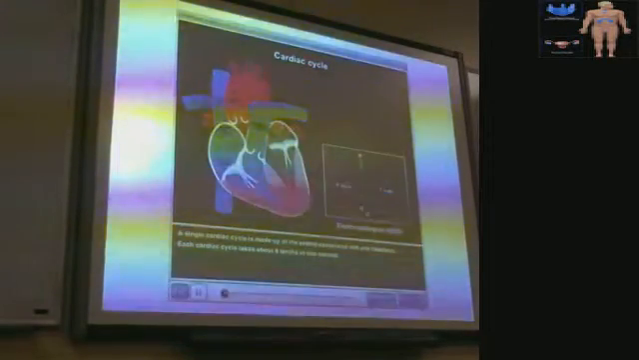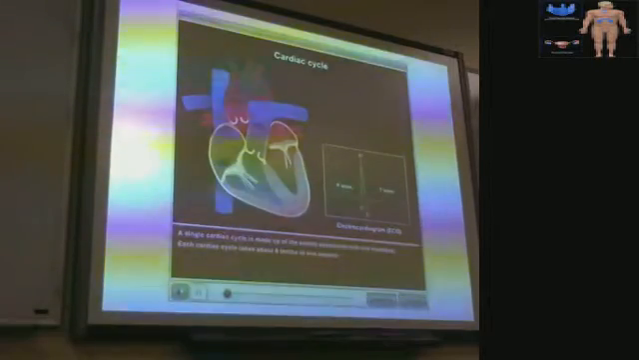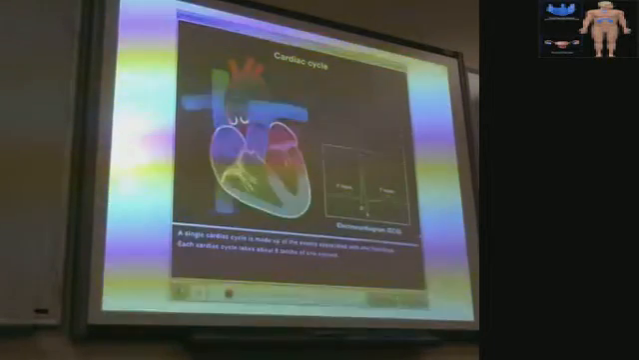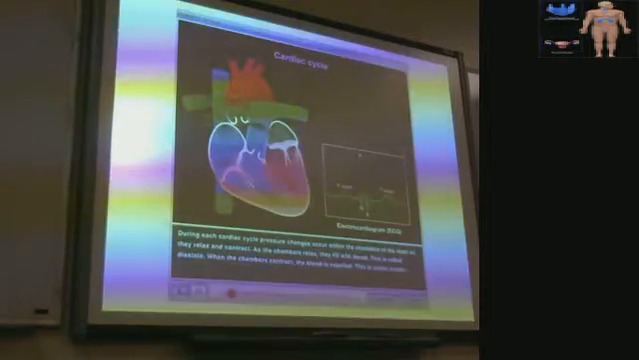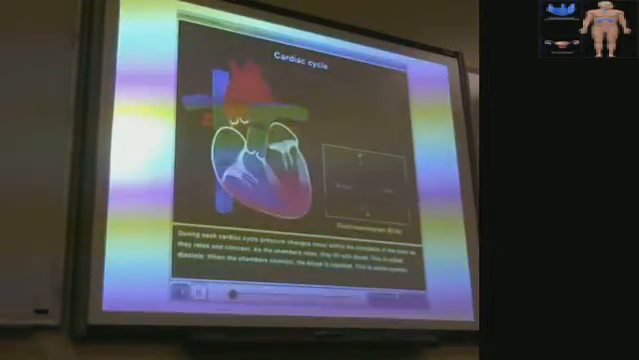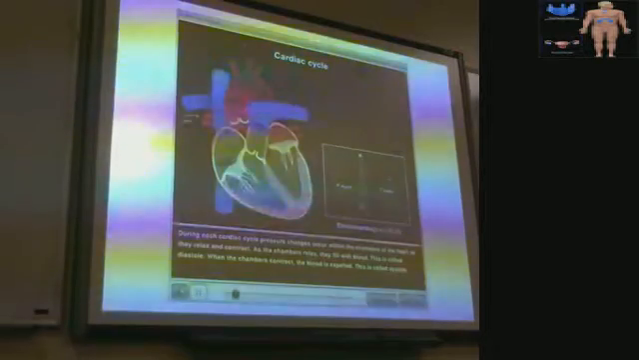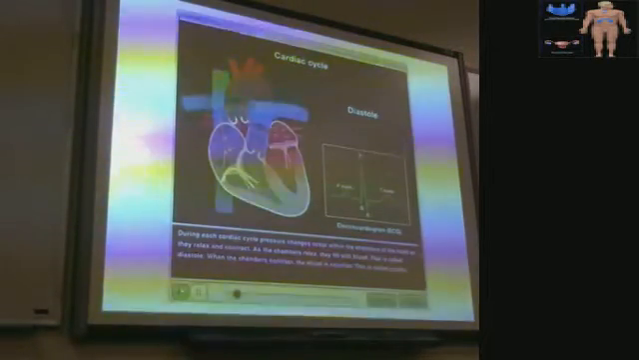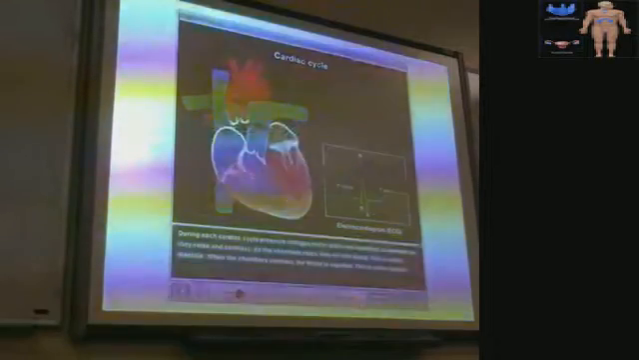A single cardiac cycle is made up of the events associated with one heartbeat. Each cardiac cycle takes about 0.8 of 1 second. During each cardiac cycle, pressure changes occur within the chambers of the heart as they relax and contract. As the chambers relax, they fill with blood. This is called diastole. When the chambers contract, the blood is expelled.